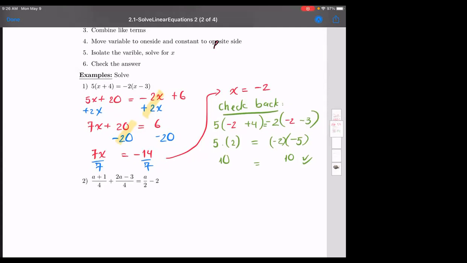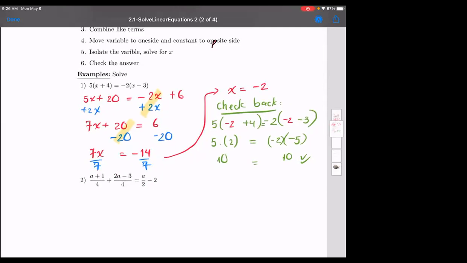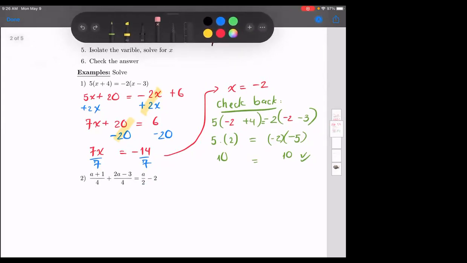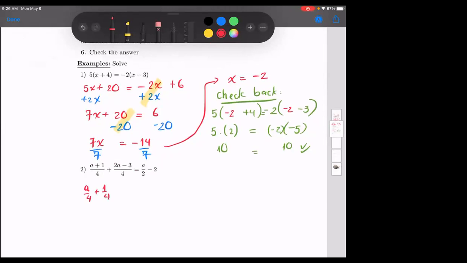What I'm going to do is I'm going to split. If I have a plus 1, all of that over 4, I'm going to split it into a over 4 plus 1 over 4. Is that okay? It's the same thing, right? Same thing with the second fraction. I'm going to split into 2a over 4 minus 3 over 4 equals a over 2 minus 2.